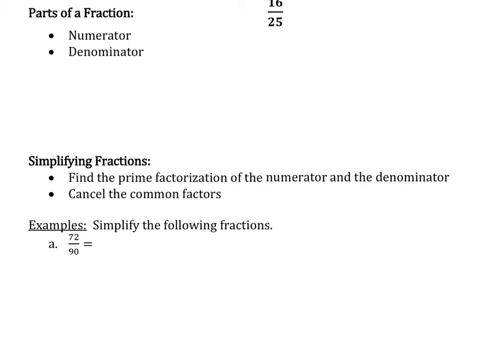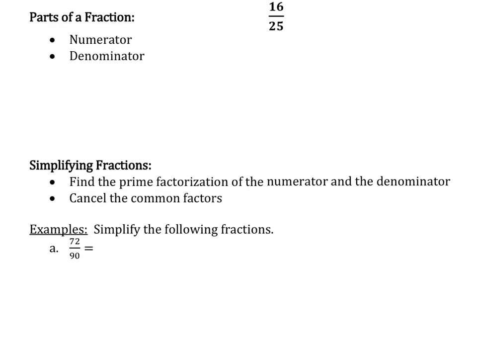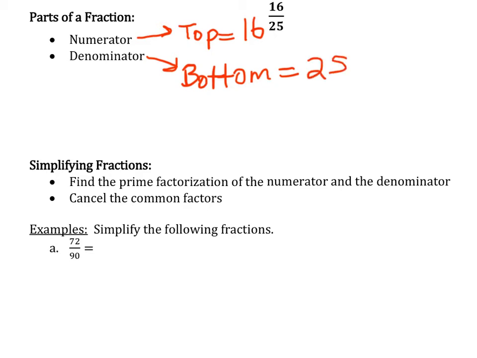Now we're going to get to fractions. Now that we know factors, prime numbers, and all that good stuff, we're going to look at fractions. We have whole numbers, and so what we want to be able to do is look at numbers that may not necessarily be whole. One way to write those numbers is as a fraction. The parts of a fraction include the numerator, which is your top number. In this case, it's 16. And your denominator is your bottom number, which is 25.